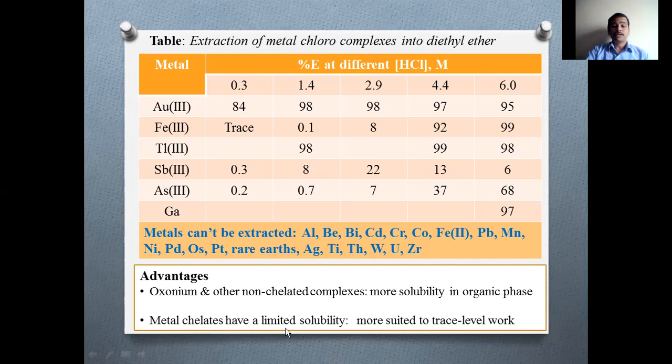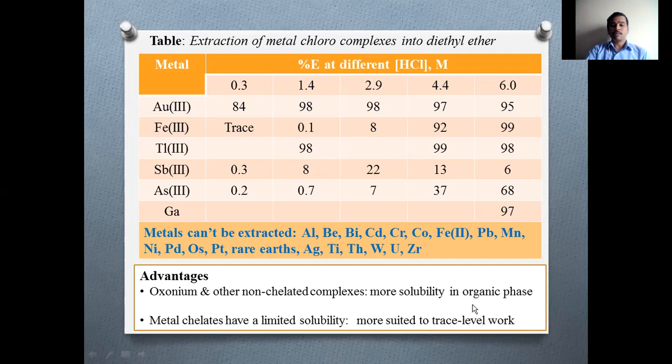If you go to metal chelates, they have limited solubility. Metal chelates will have limited solubility. Therefore, whenever the metal is present in lower quantity in the sample, we can use this for trace level work. Metal can be subjected to extraction after converting that into metal chelate. Metal chelates will be highly colored, so you can use spectrophotometric methods. Spectrophotometric methods will be highly sensitive, and these sensitive reactions can be utilized followed by the extraction process. Therefore, trace level work we can take up. So these are the advantages.